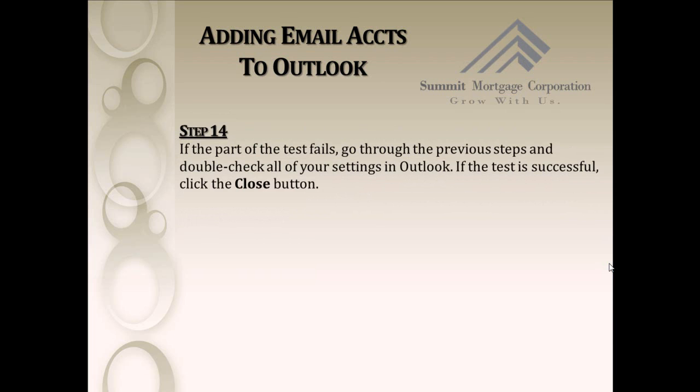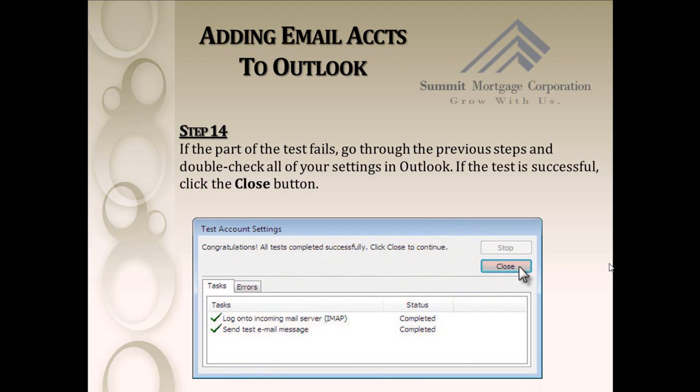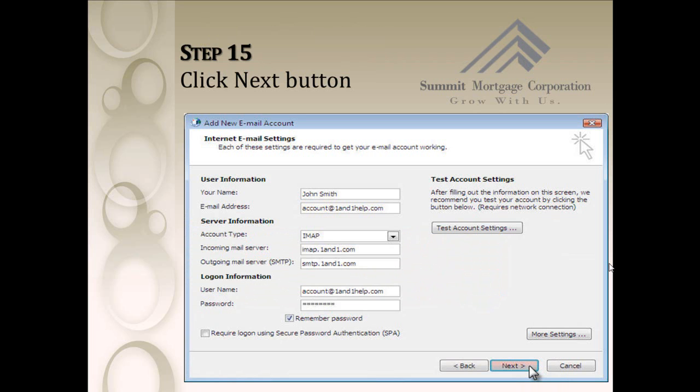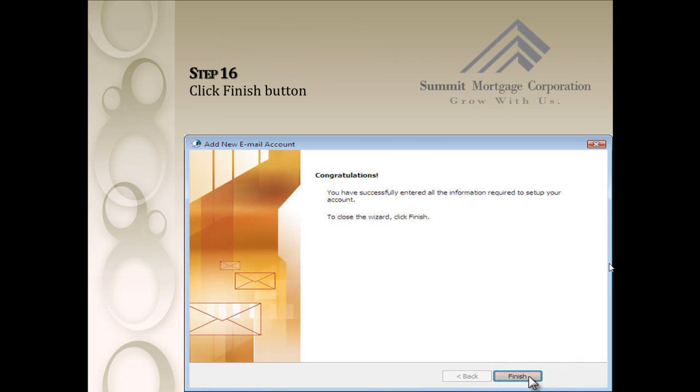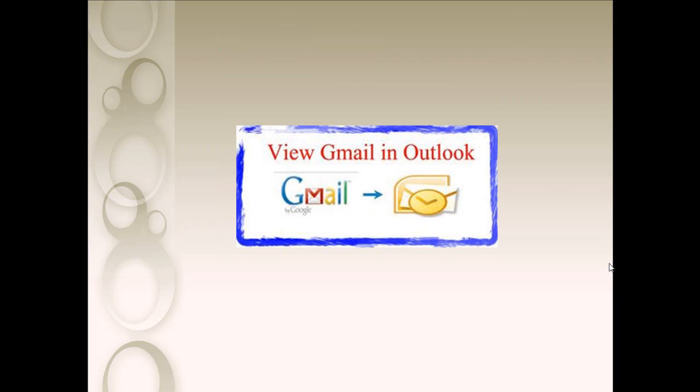If by chance you don't have success, start over on these steps 1 through 14 and find your punctuation error or your spelling error. That'll generally take care of it. We'll click Next. We'll click Finish, and we'll have successfully added our counselor email address.